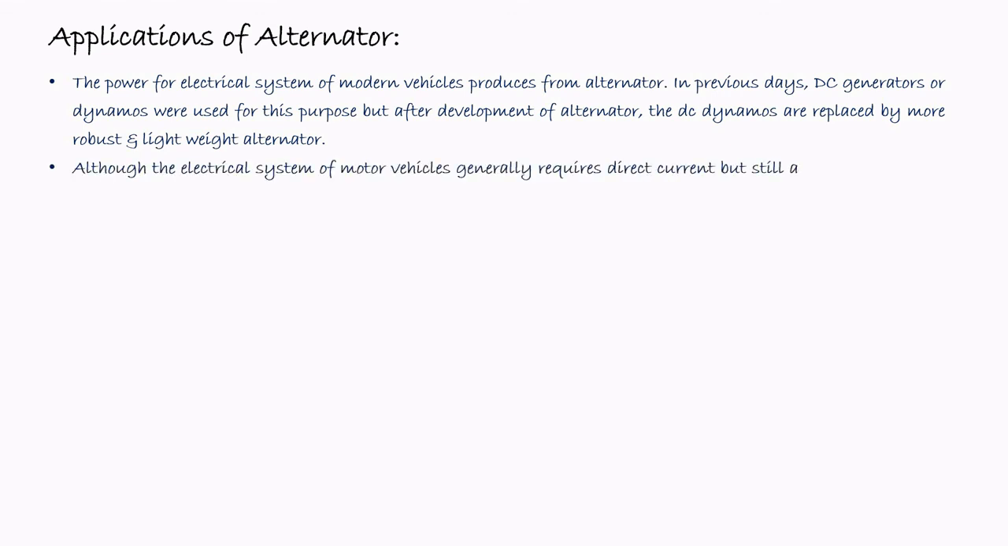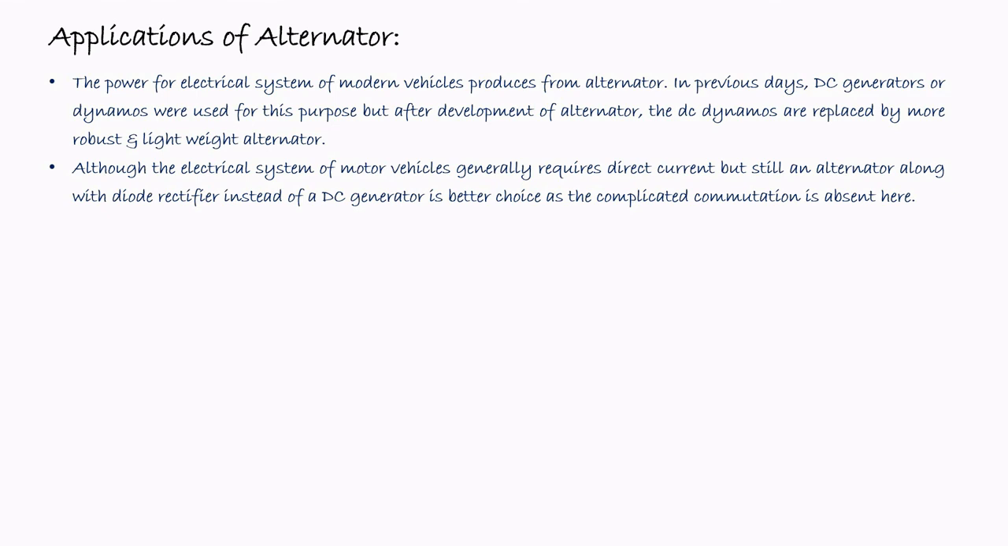Although the electrical system of motor vehicles generally requires direct current, still an alternator along with a rectifier, instead of a DC generator, is a better choice, because the complicated commutation is absent there. Because in case of a DC generator, there is a commutator, so the commutation process is a complicated process. But if we use the alternator, then we can replace this machine and the commutation process or the commutator will be absent there. This special type of generator which is used in vehicles is known as the automotive alternator.